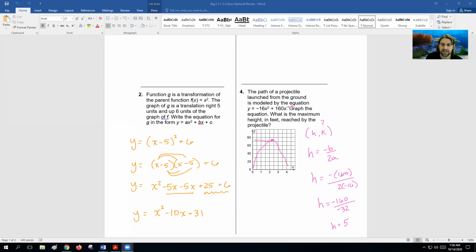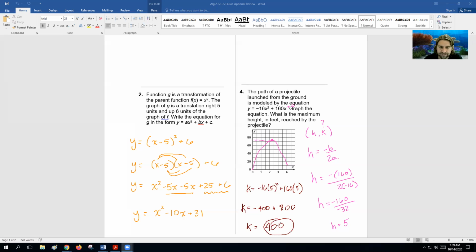What we need to do now is take that and plug it back in to get our k. So negative 16 times 5 squared plus 160 times 5. Let's see if we can do this math in our head. 5 squared is 25, and 25 times negative 16 is negative 400. Plus 160 times 5 would be half of 1600, which is 800. Add them together: negative 400 plus 800 is positive 400.